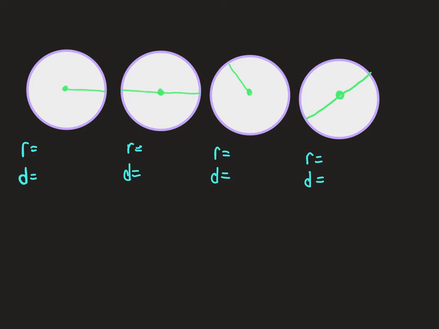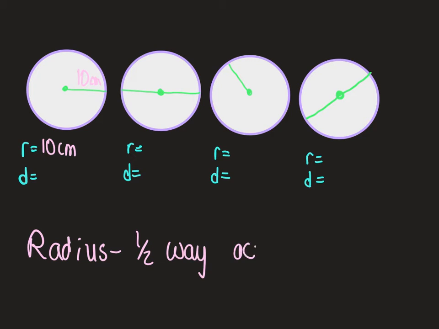Okay, the first thing we should practice is looking at a circle, and if they tell us the radius, we find the diameter. If they tell us the diameter, we can find the radius. So my first example is going to be 10 centimeters. Now, because that is only halfway across the circle, that's going to be my radius. Radius is halfway across the circle. It's from the center out. So if my radius is 10, then the whole number would be 20.